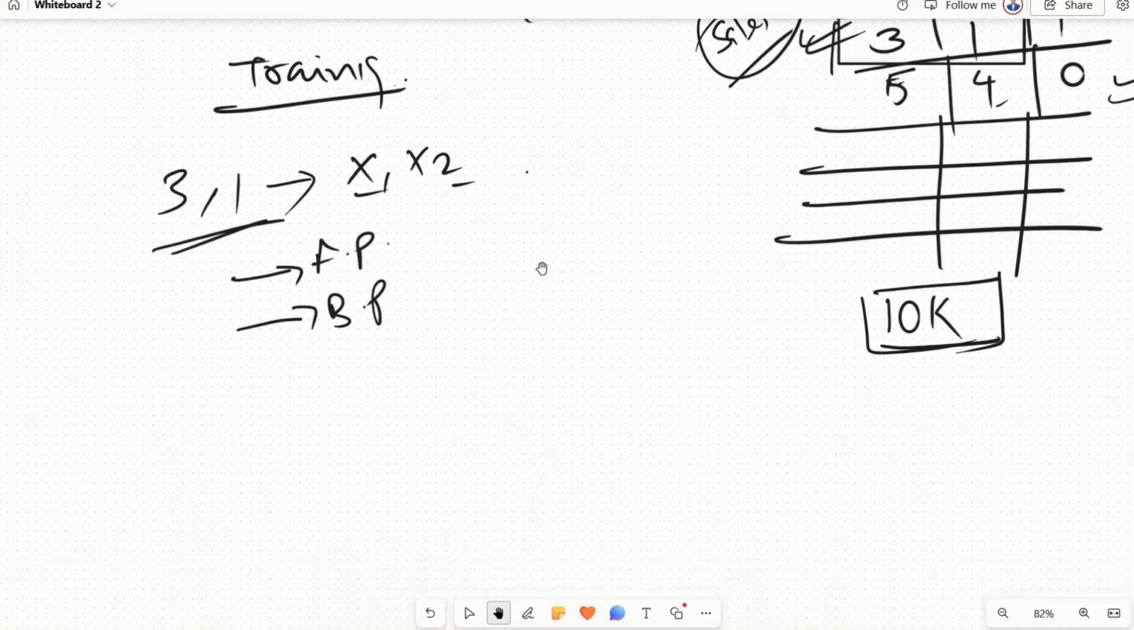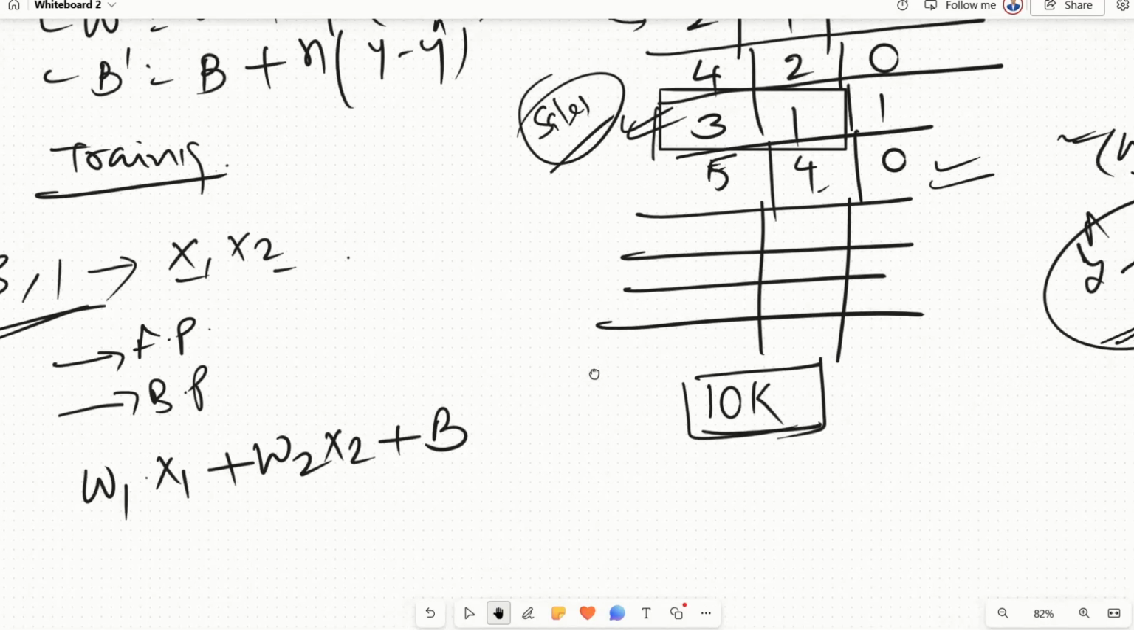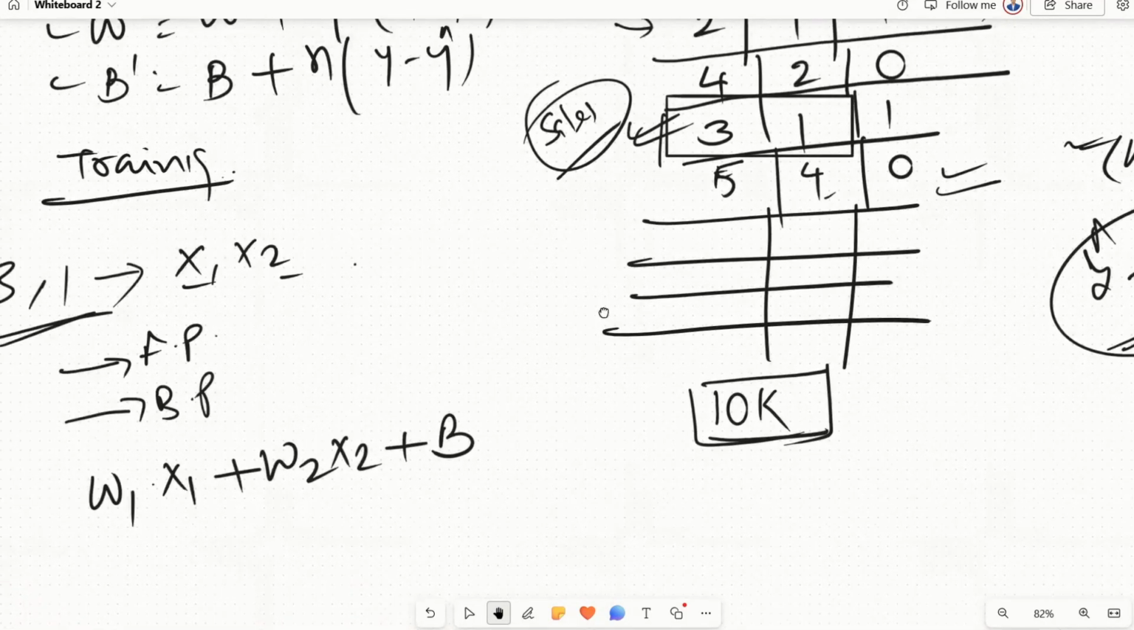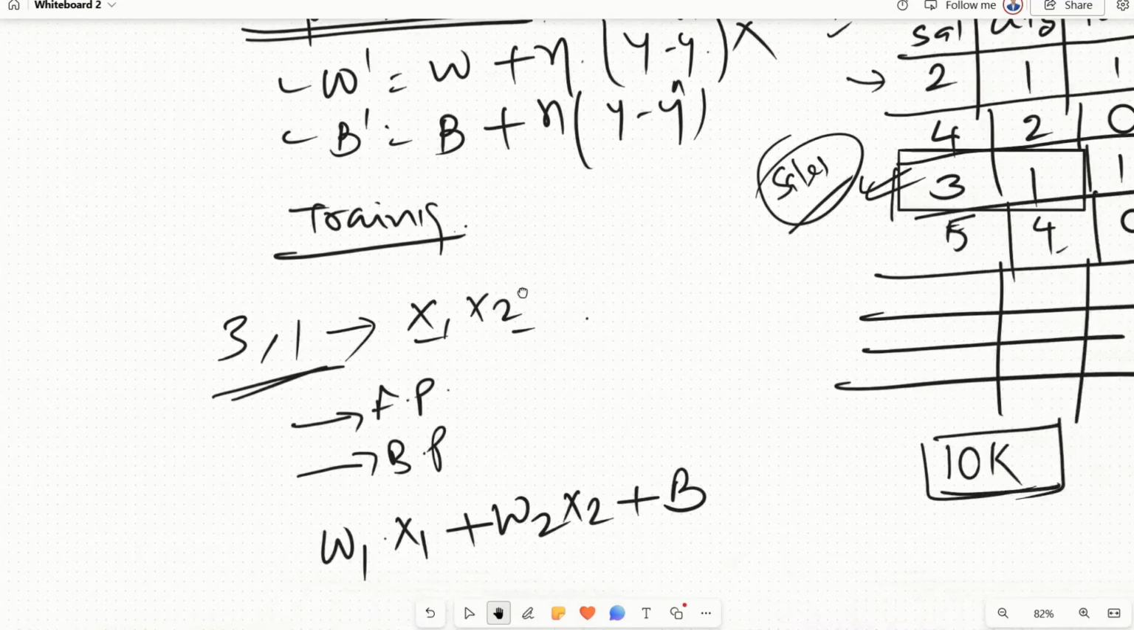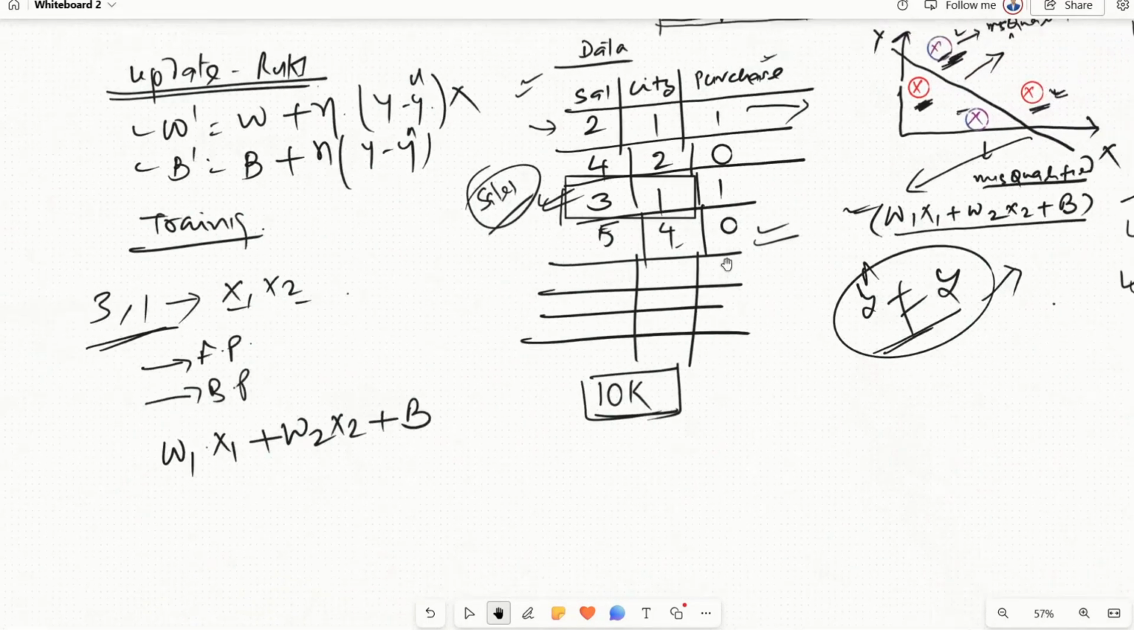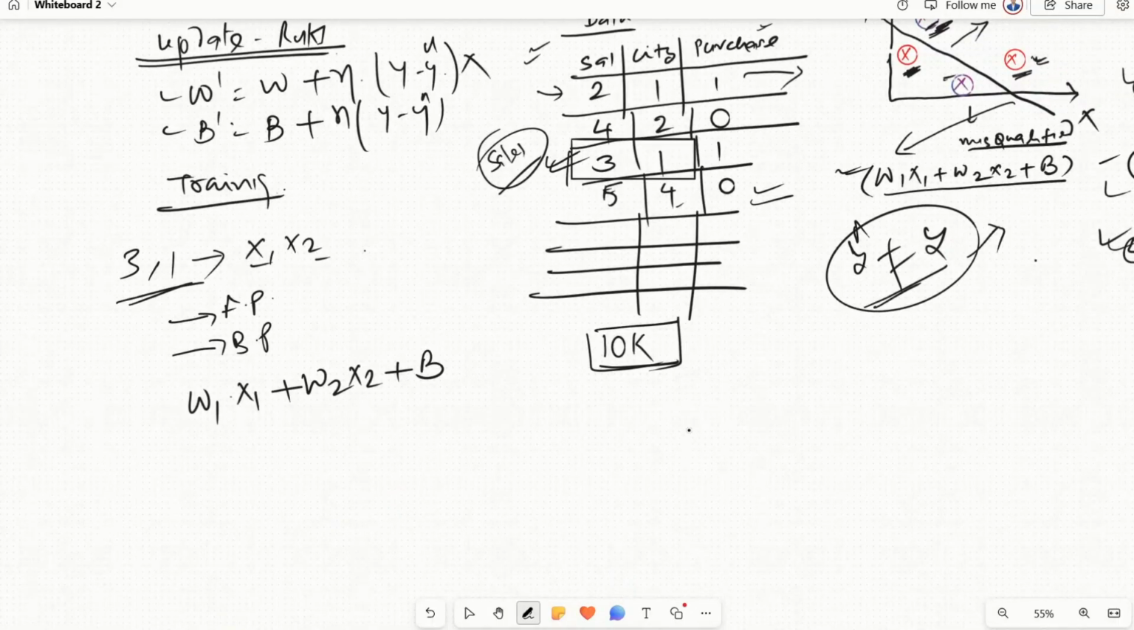So how the training happens: it will take any random data point, and the first part it will calculate as part of forward propagation. It will do the matrix calculation of w1 into x1 plus w2 into x2, and it will add some bias. If you remember, let me make it small. This is my model, this is my neuron, so this is my perceptron, right?